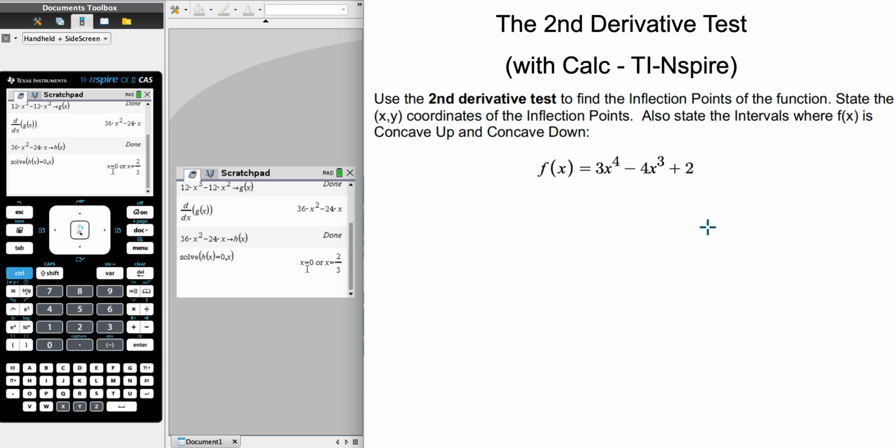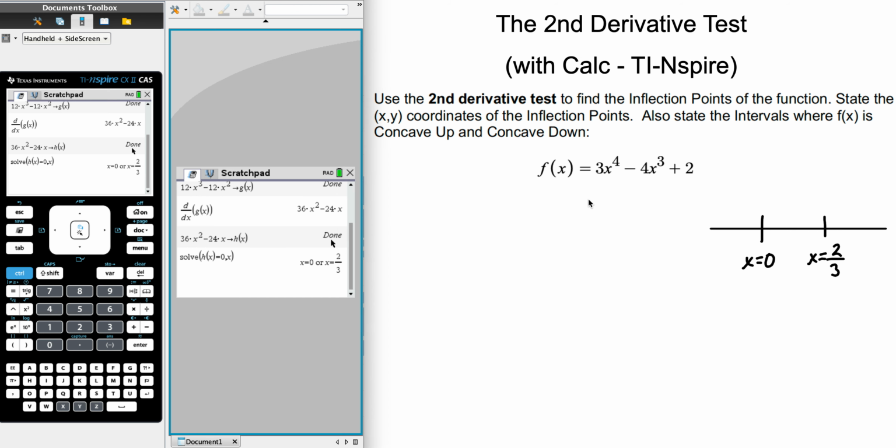All right, now what I like to do here is I like to set up a number line to help solve this. And that's just going to help me organize my information so that I know both where my inflection points are, and also I know intervals of concave up and down after I use the second derivative and do the second derivative test. Okay, so I got 0 and 2/3, right? So now I can look at values before and after these two numbers, and those will tell me whether it's going concave up and concave down.